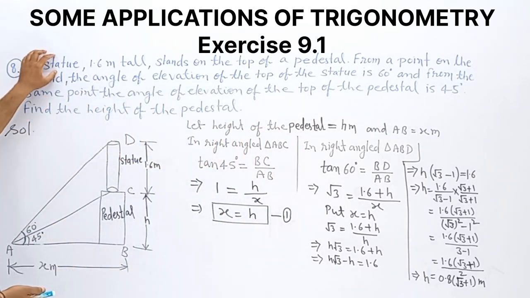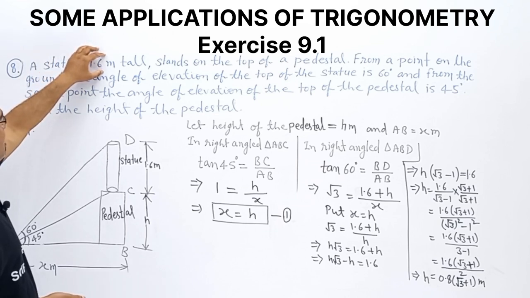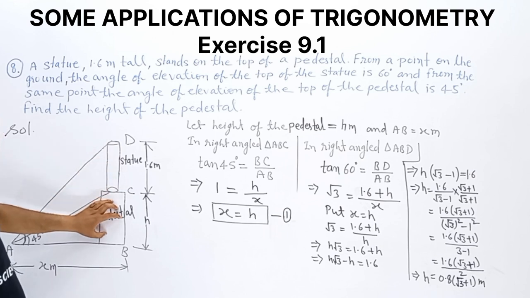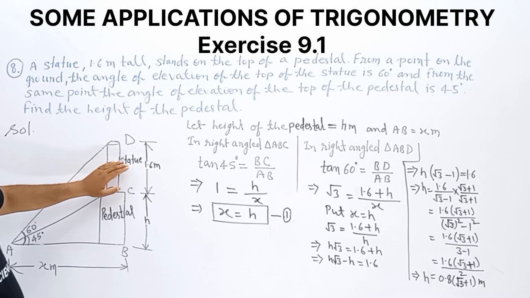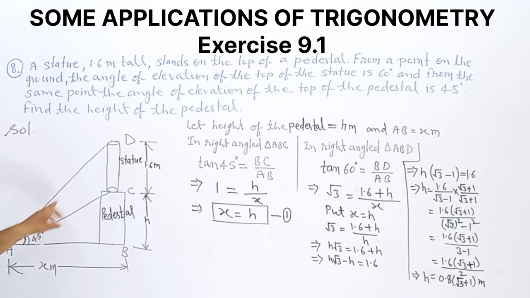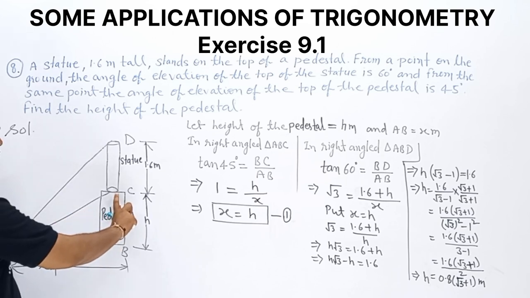We are having one statue. Its height is 1.6 meter, and it is standing at the top of the pedestal. This is a pedestal, BC is the pedestal. On top of this we are standing the statue, and we have its height. Now we are having one point on the ground. From this point, the angle of elevation of the top of the pedestal is 45 degree, and from the same point, the angle of elevation of the top of the statue is 60 degree. Clear? It is given in the question. We want the height of this pedestal.